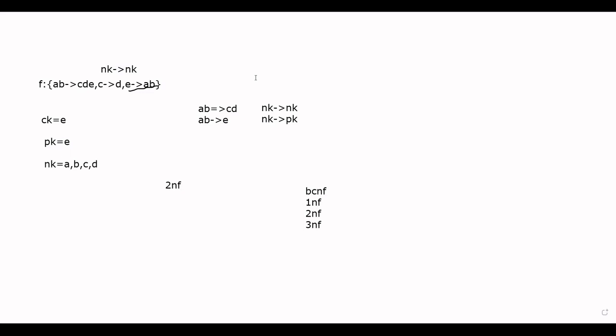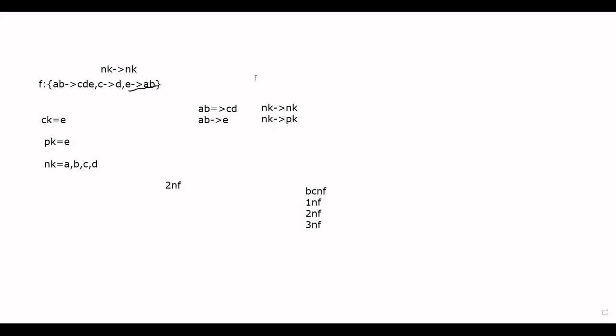Let me repeat the question. We have AB tends to CD, comma C tends to B, comma E tends to A. Now here, what is the candidate key? Part of PK, that is your E. Non-part of PK, that is A, B, C, D. Now see, if the left side is the candidate key, it is directly BCNF. So this is in BCNF.